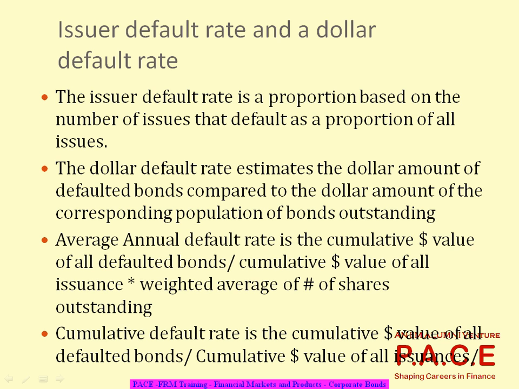On that I can even find out the average annual default rate. On all the defaulted bonds, what is the dollar value divided by the total amount that was issued? That will give the rate of default. Issuer default is in terms of the number of issues defaulted: the number of times you have issued a bond and the number of times you have defaulted. Whereas dollar default is the amount for which you have raised the bond and the amount you have defaulted. Both are important to evaluate the creditworthiness of the company.